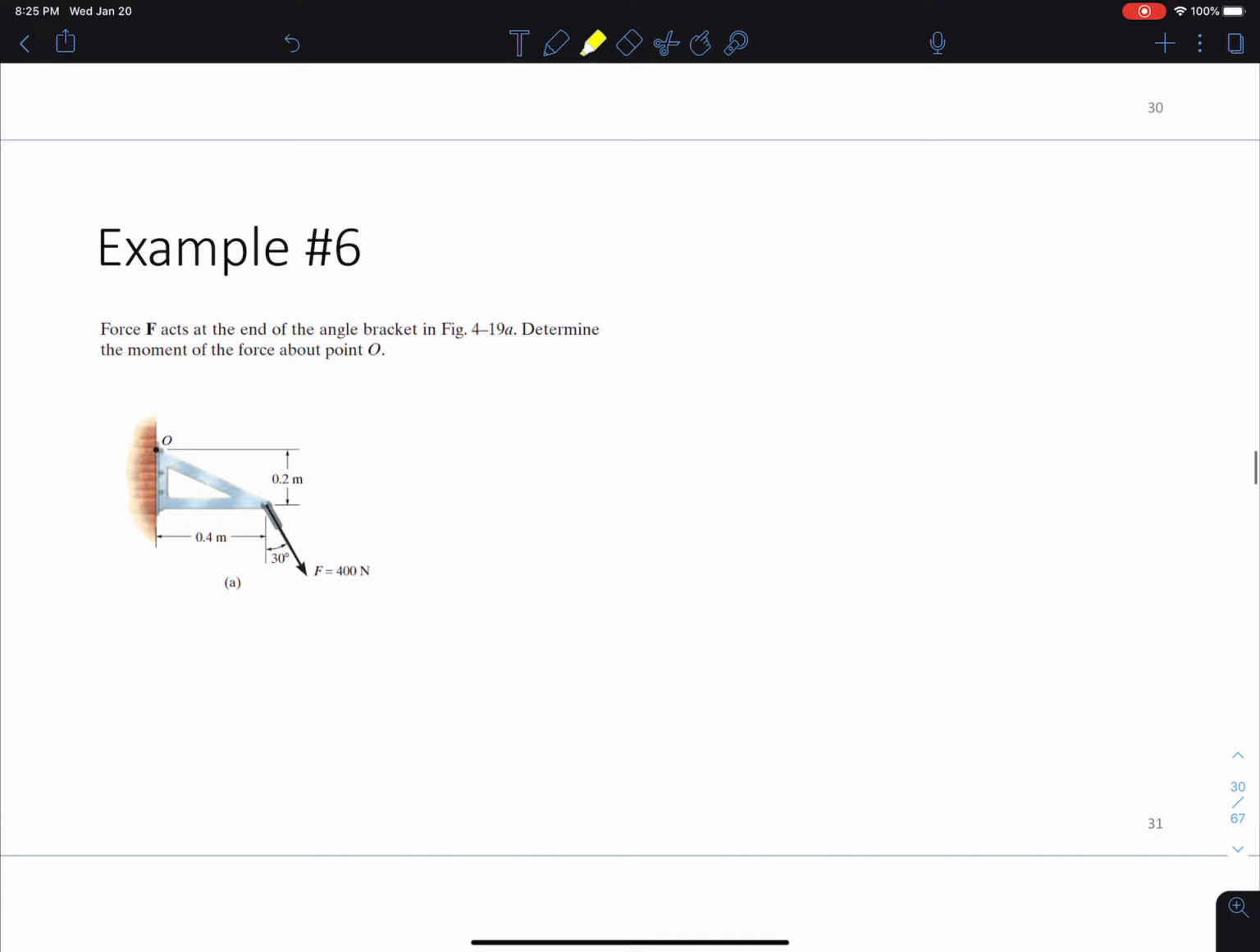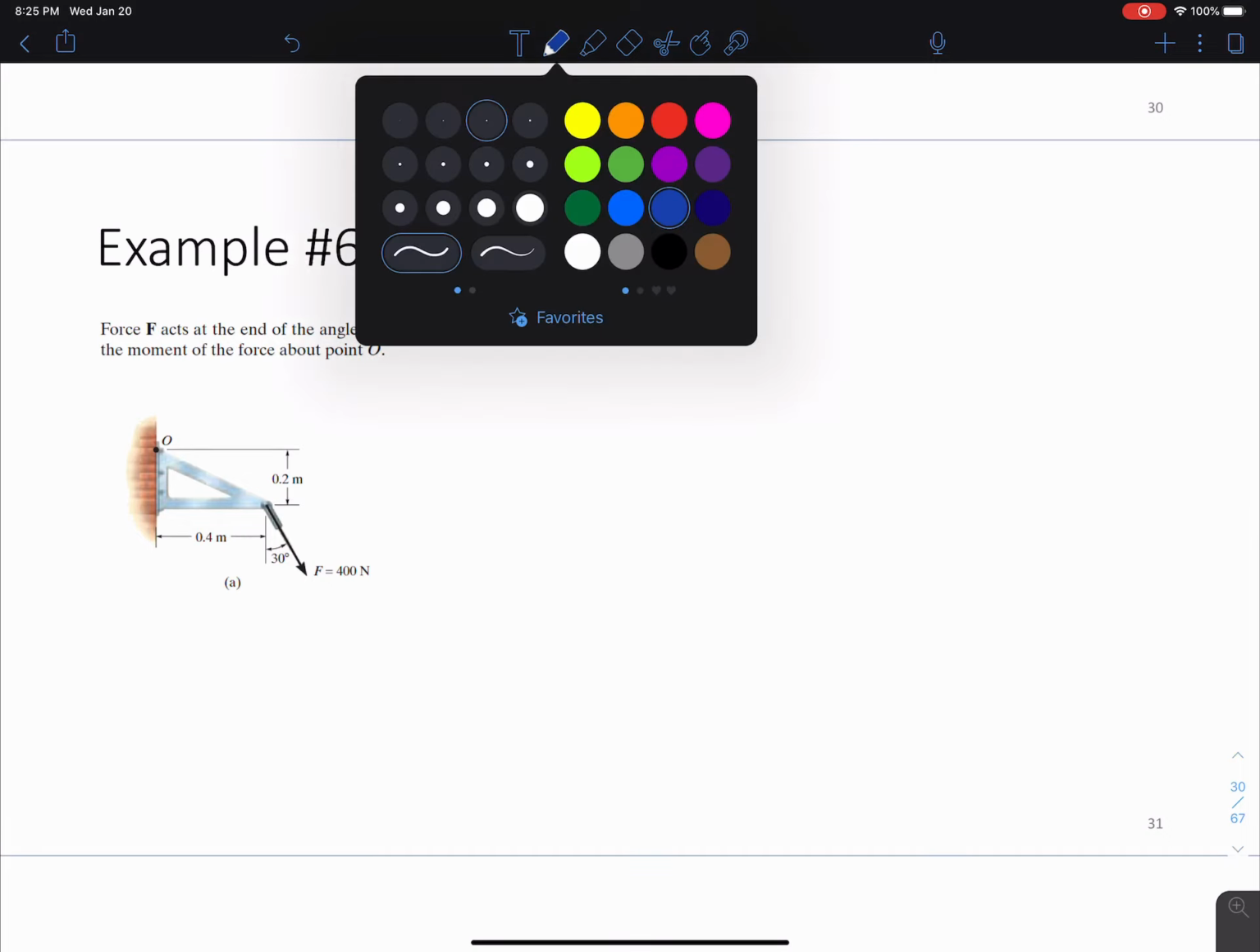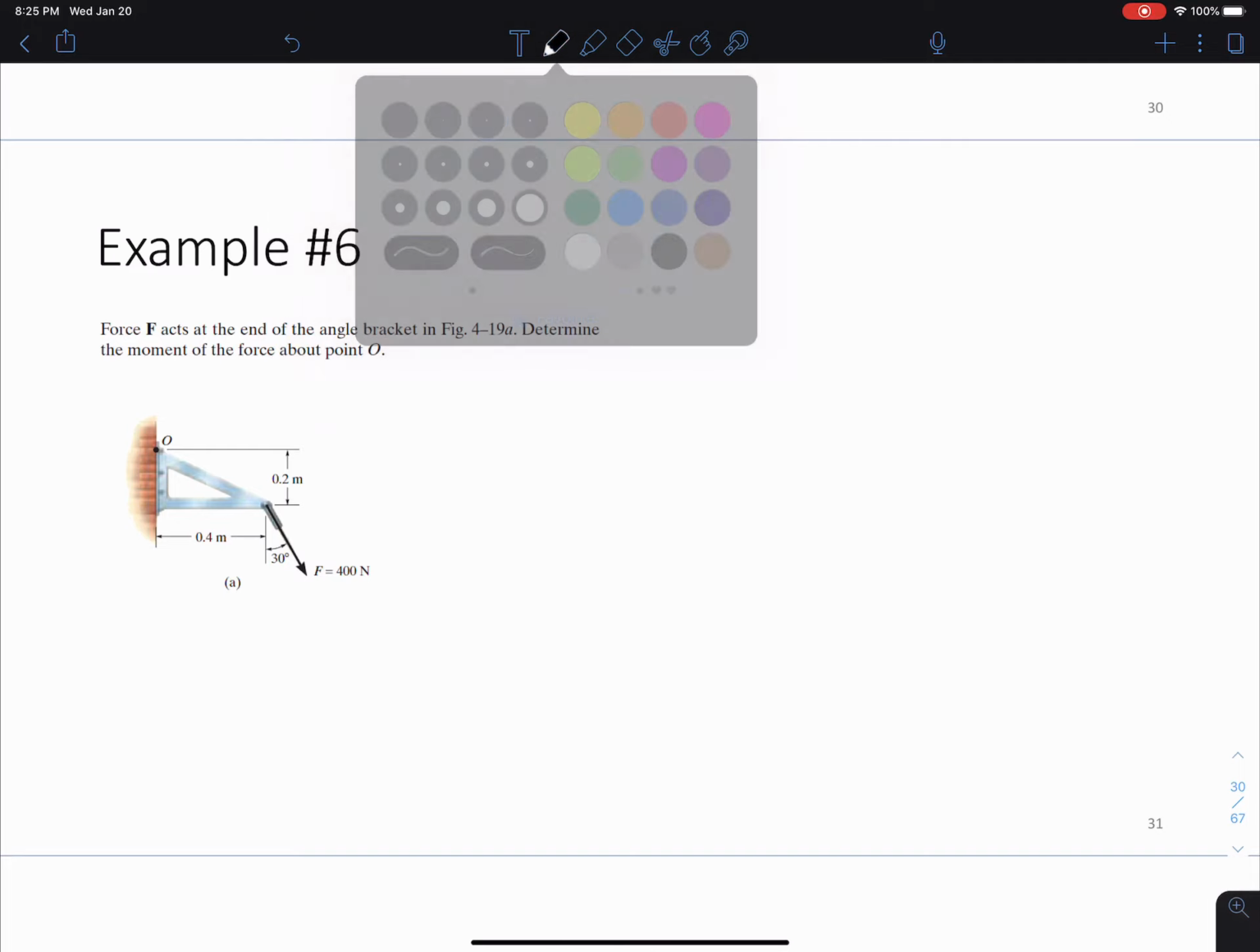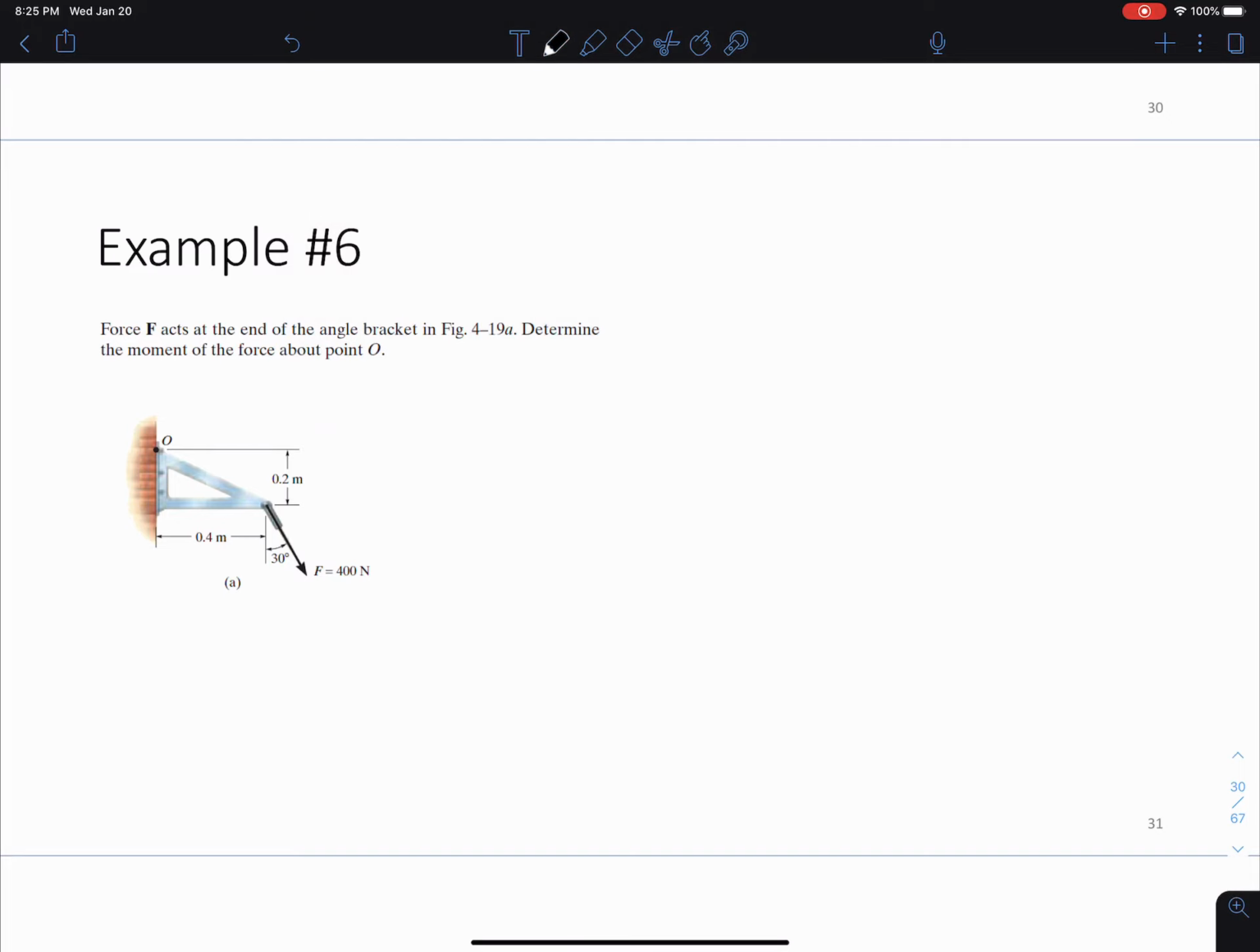Okay, let's go ahead and try another example here. So we have a force F that acts at the end of the angle bracket here, and we want to determine the moment of the force about point O. I'm not going to do three solutions. I'm going to do two solutions this time. I want to show you guys how to do this using a scalar analysis and then how to do this using a vector analysis. So solution number 1 is scalar.